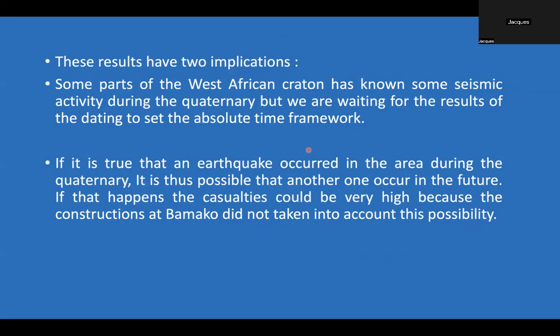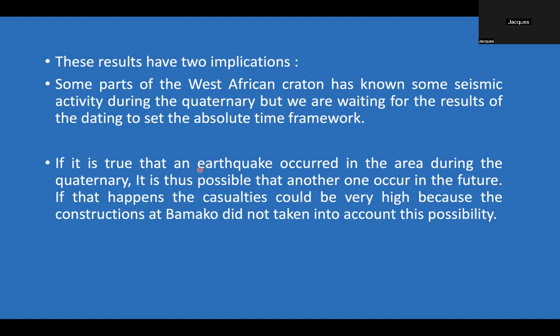The results have two main implications. The first one is that we need now to question the stability of the West African Craton, because we have seen in the Quaternary deposit many evidences in Bamako that show that we have got in the late Quaternary different earthquake events, maybe two main earthquake events.